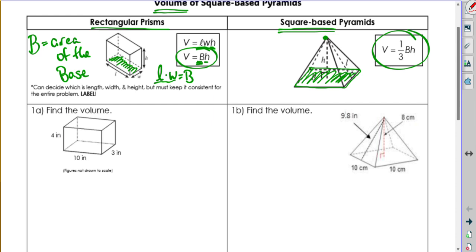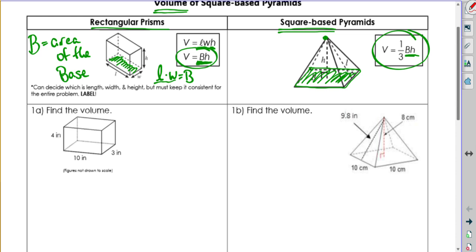You can see that's very similar to the relationship between the cone and the cylinder. It's the exact same thing, except for the 1/3 part. You can see that's exactly the same thing that we saw with the cylinder and the cone.